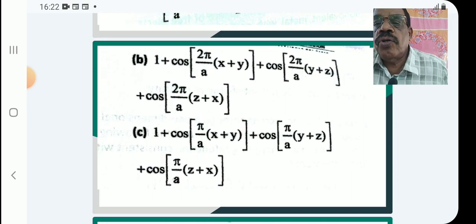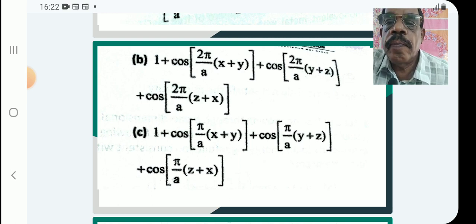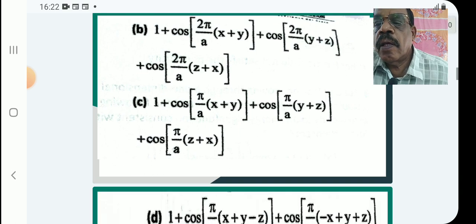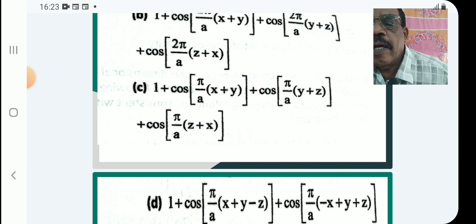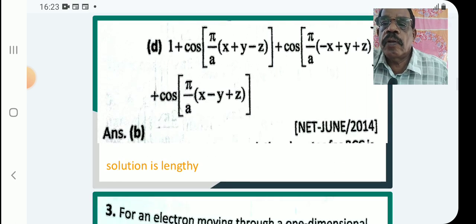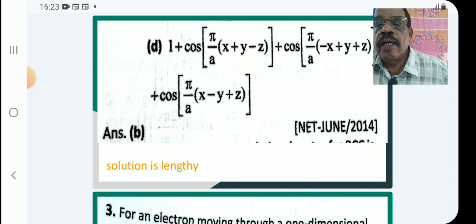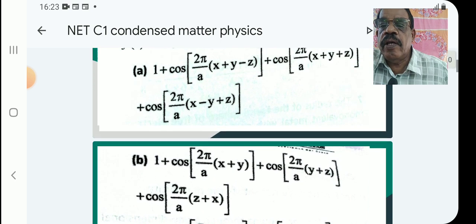B) 1 plus cos 2 pi by a (x plus y) plus cos 2 pi by a (y plus x) plus cos 2 pi by a (x plus z) or (z plus x). C) 1 plus cos pi by a (x plus y) plus cos pi by a (y plus z) plus cos pi by a (z plus x). D) 1 plus cos pi by a (x plus y minus z) plus cos pi by a (minus x plus y plus z) plus cos pi by a (x minus y plus z). Answer is B. Answer is B.